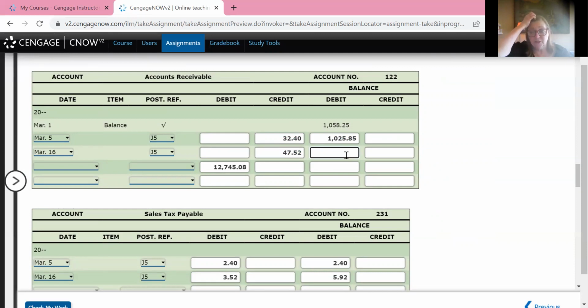So now our balance is $1,025.85, and we're going to reduce it by $47.52 to bring us down to a cumulative balance at that point of $478.33. And the reason all this is working this way is because if you have a debit balance and you post a credit to it, then you're reducing the balance.